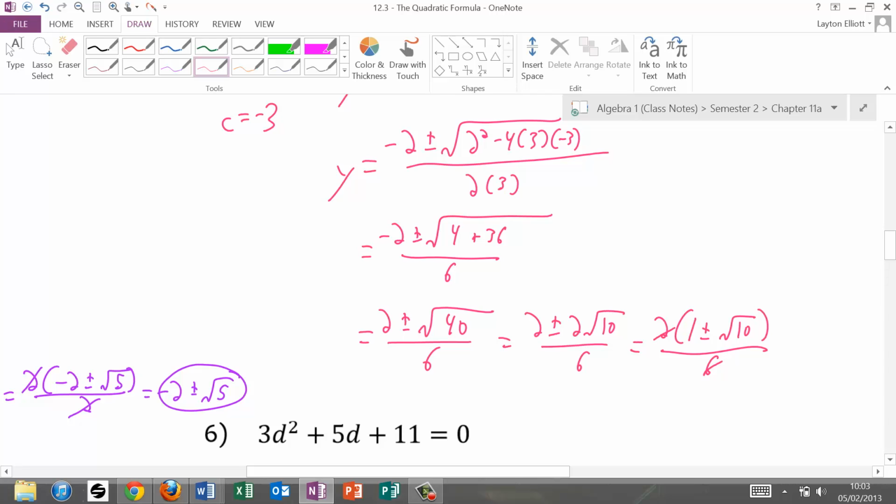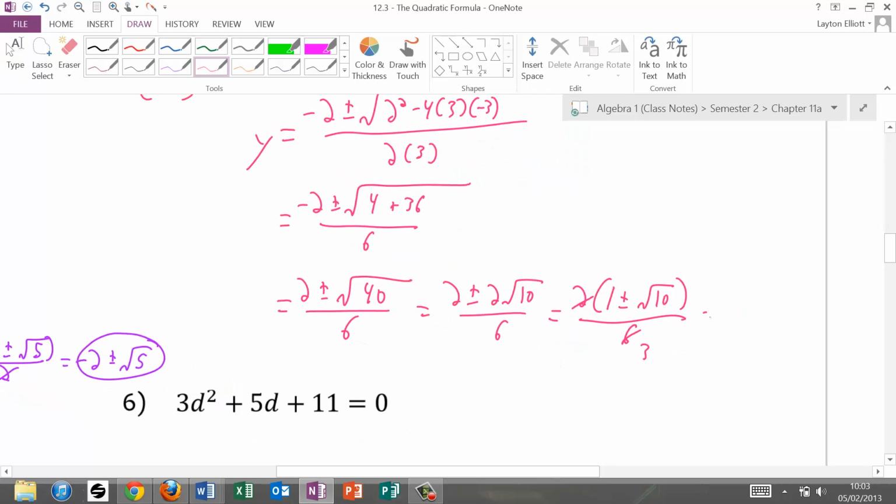And it's the 2 and the 6 we cancel out. Remember, we can only cancel after we factor. Negative 1 plus or minus root 10, all over 3. We'll put that in set notation.